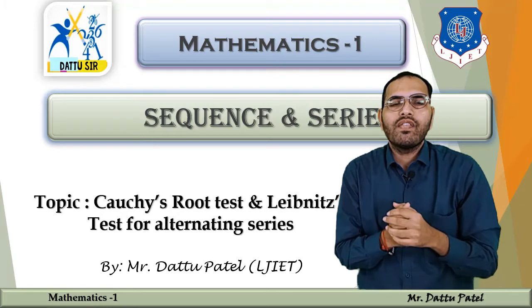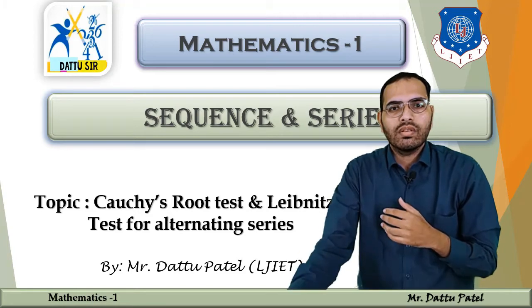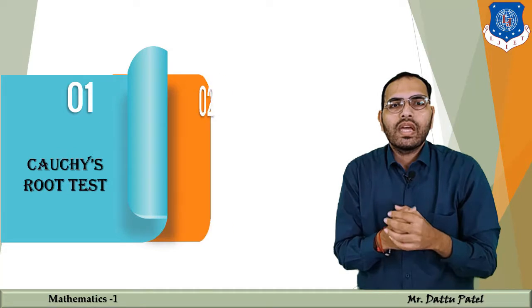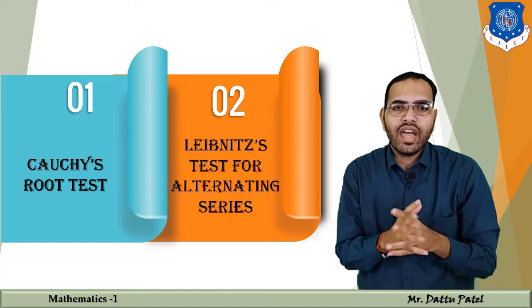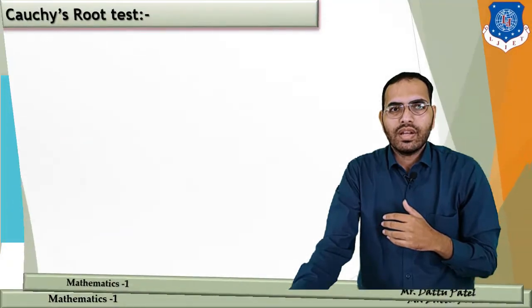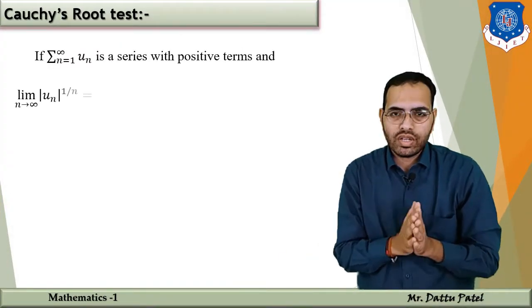In the earlier lecture, we already discussed the ratio test and Raabe's test. In today's session, we are going to discuss the Cauchy root test and the Leibnitz test for alternating series. Let's see. First, we have to check Cauchy's root test.